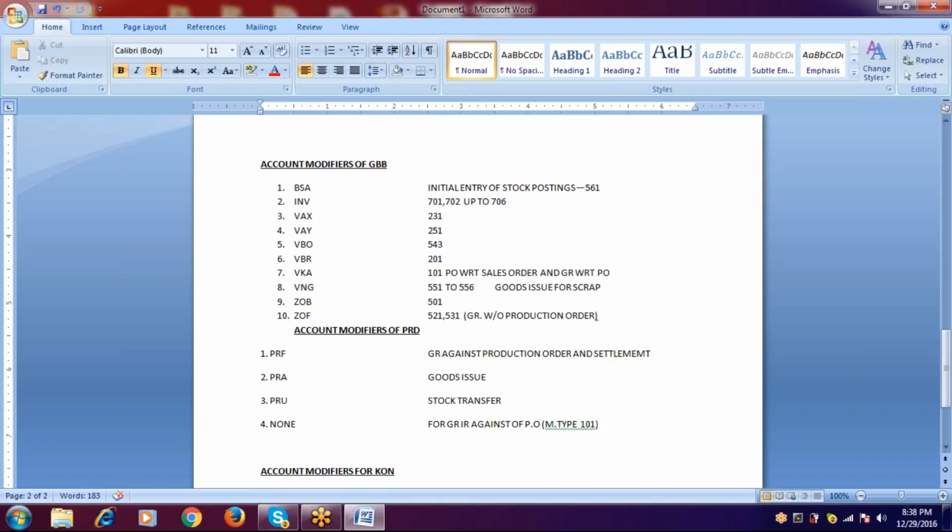GBB is always for the production and the purchases. PRD will come for the FERT, FERT in the sense of finishing goods. That means the valuation class is 7920, the fixed one. The GBB is for the 3000, and the account modification for the PRD is 7920.